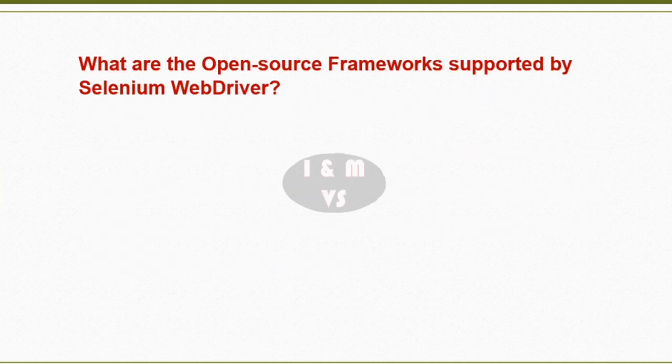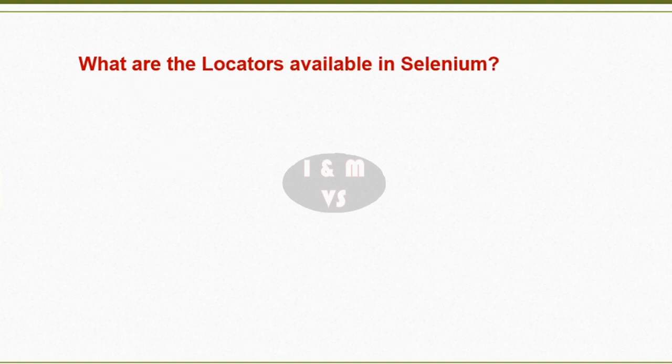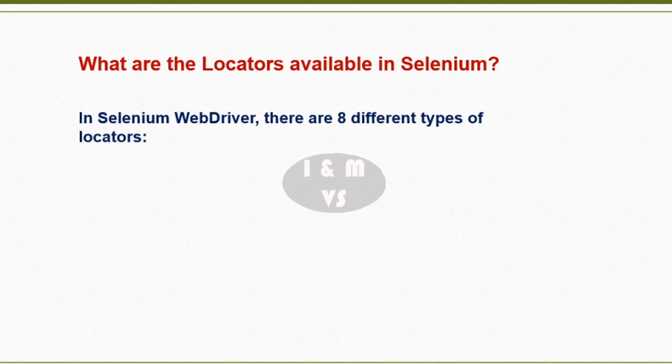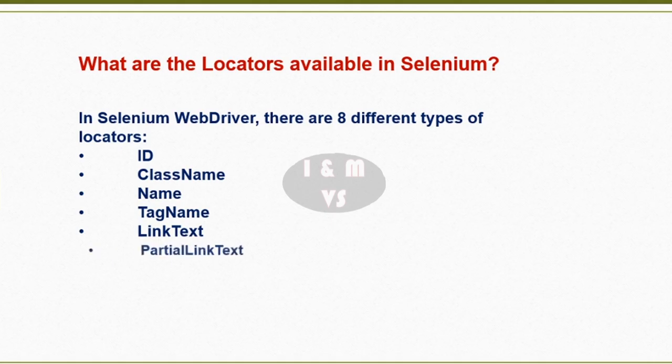Next question is: what are the open source frameworks supported by Selenium WebDriver? The answer is: JUnit, TestNG. Next question is: what are the locators available in Selenium? The answer is: in Selenium WebDriver there are 8 different types of locators: ID, class name, name, tag name, link text, partial link text, XPath, CSS Selector.